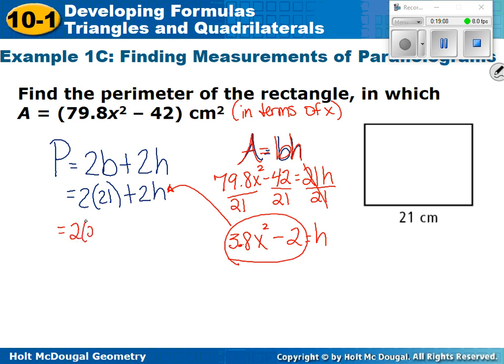We have 2 times 21 plus 2 times 3.8x squared minus 2. Make sure you put that in parentheses so that you know to distribute. What's 2 times 21? Gemma, are you with me? 42 plus, what do I have here? Distribute. So what do I get?